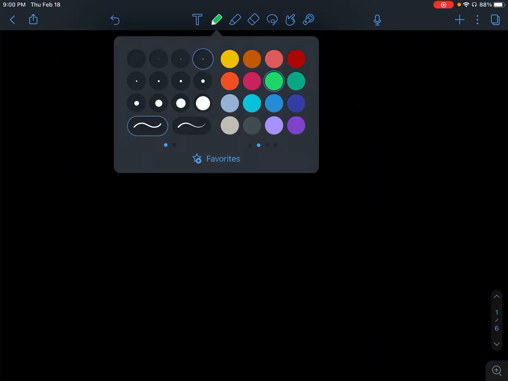So here we go. So I'm going to pick the color of the day. I've been going with this green. I'm going to go with this light blue.